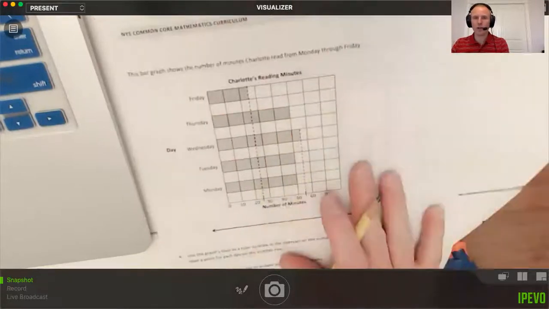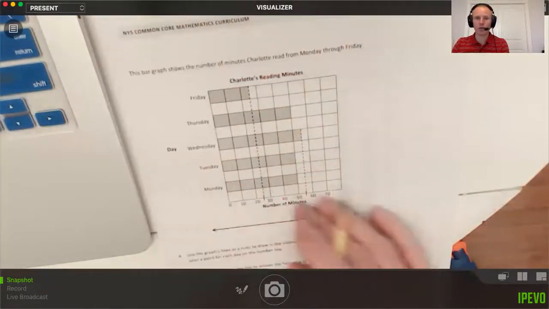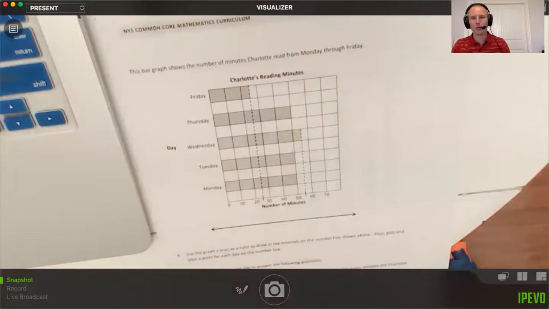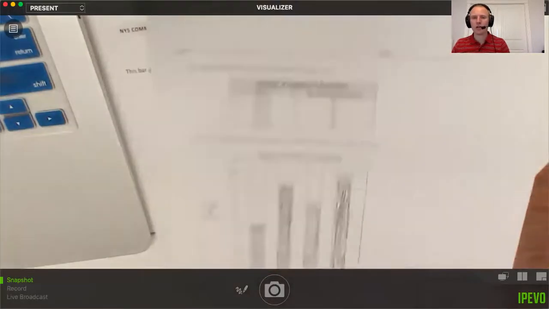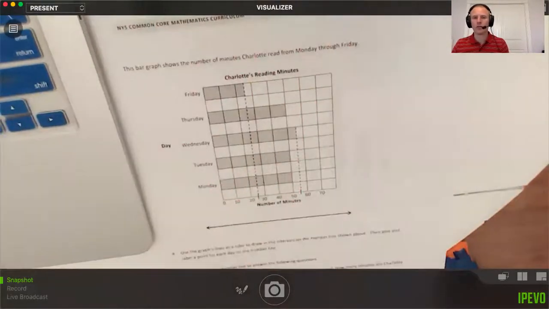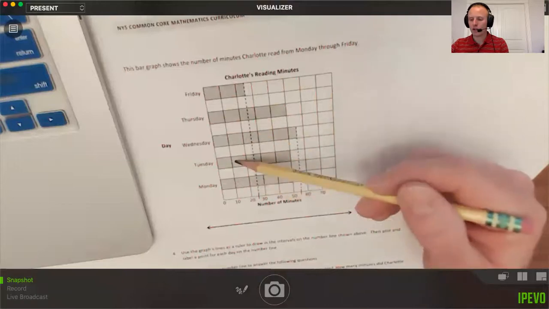Now this one is still a bar graph, but it's going horizontally. Remember I said yesterday that you most often see them this way, but you can also see them presented to you in a horizontal format. So it shows the number of minutes that Charlotte read from Monday through Friday. So Monday, Tuesday, Wednesday, Thursday, and Friday.